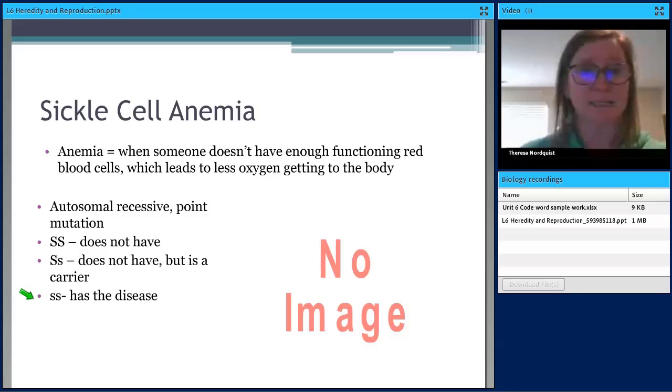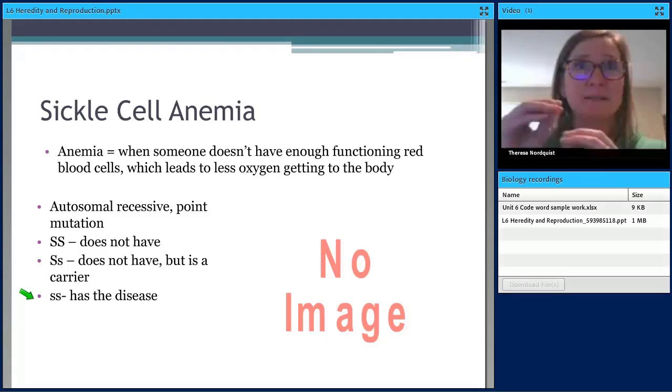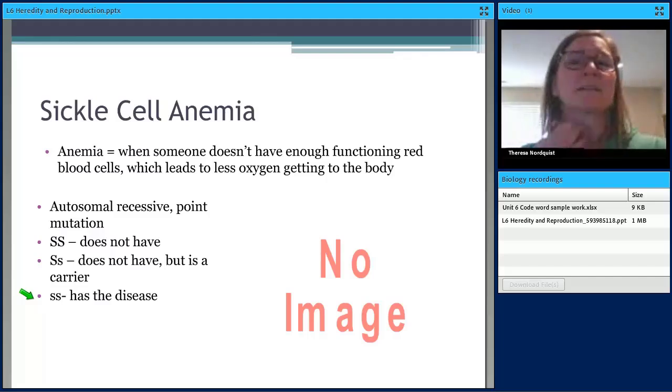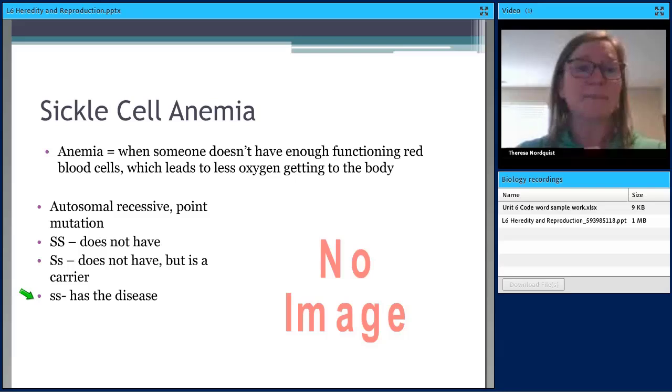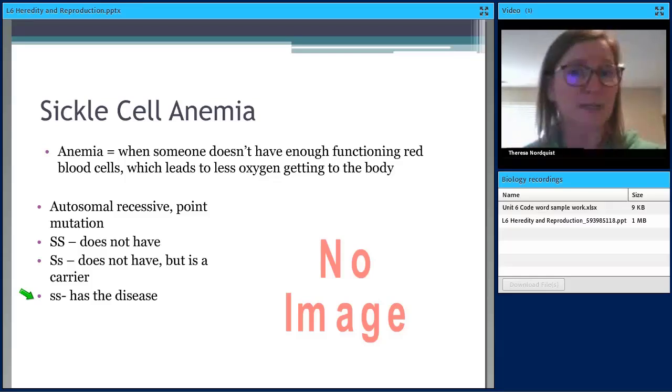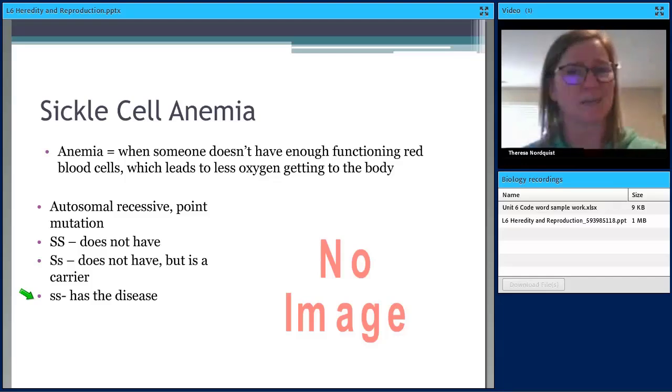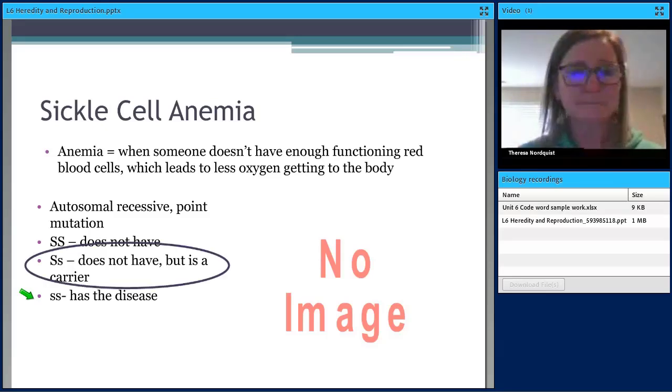So your red blood cells aren't carrying the oxygen as well, so you have the anemia. Another issue is that the sickle cells can get clogged in your blood vessels, and that causes tissue damage and other issues. Historically, people with sickle cell anemia do not live as long, and sometimes not even to reproductive age. That's getting better with modern medicine, but historically, if you have sickle cell anemia, you're weak and sickly and you don't live as long.